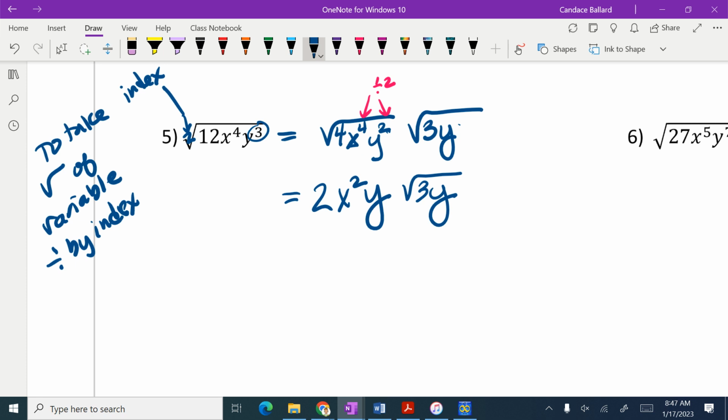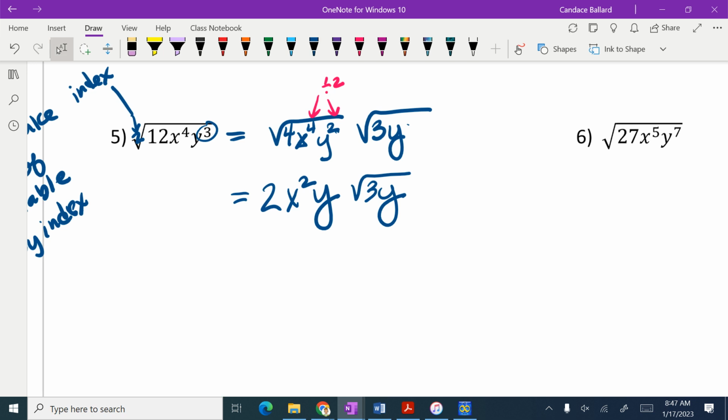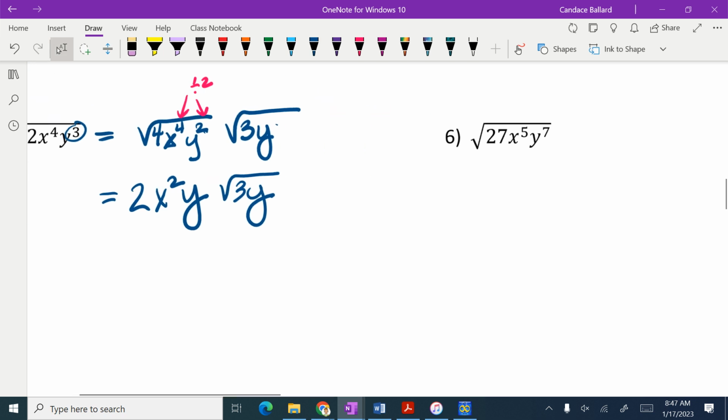And I'm not worried right now about, like, sometimes you'll hit a problem where they do other stuff out in front. We're not going to deal with that yet. We're just going to do what is in just simplifying one alone. Okay. All right, let's try it again together.